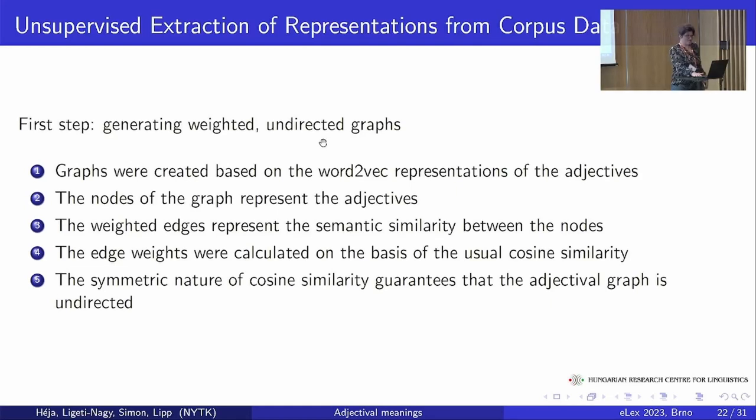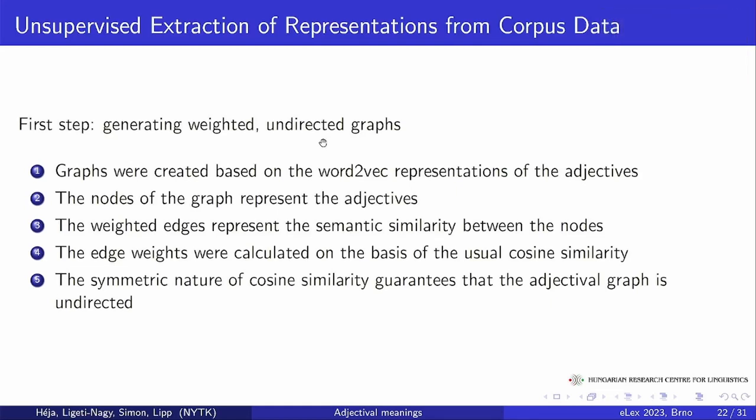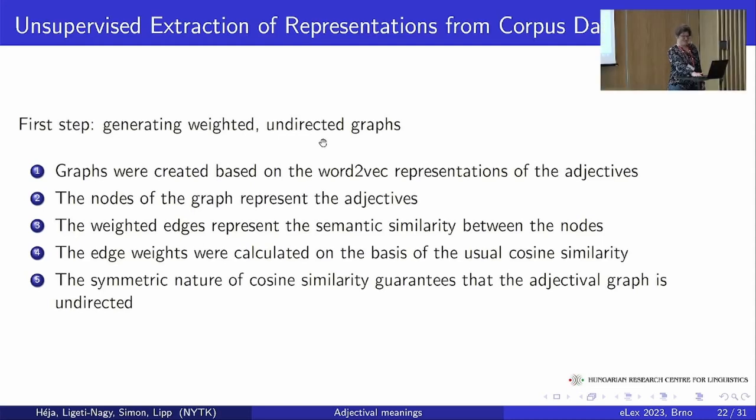Two main steps were applied. First, a weighted undirected graph was generated based on the word-to-vec representation I told you about, where the nodes of the graph represent the adjectives, the edges represent the semantic similarities. The edge weights were calculated on the basis of the usual cosine similarity, which is a symmetric measure. That's why our graph is undirected.